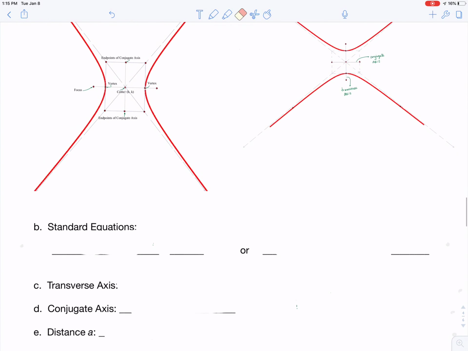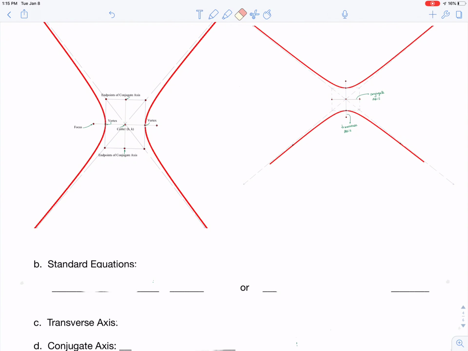Now let's take a look at the standard equations of the hyperbola. The first standard equation, the one that opens right and left, is (x minus h) squared over a squared minus (y minus k) squared over b squared equals 1. And the one that opens up and down, wow, that looks really similar. Take a look at it, and what do you feel looks different about that? Yeah, the y's are now written first, and the x's are written second.